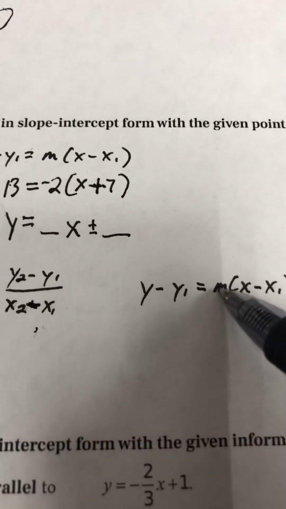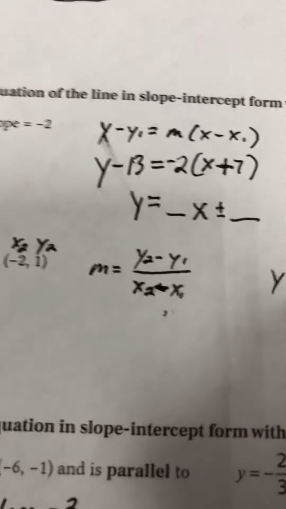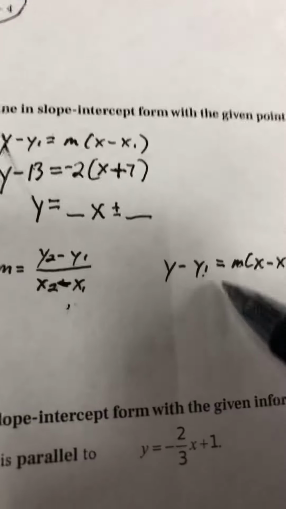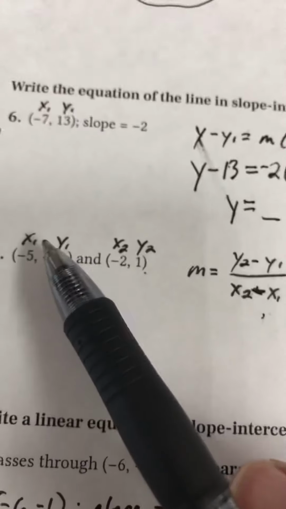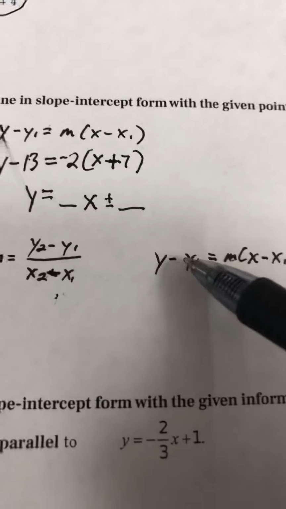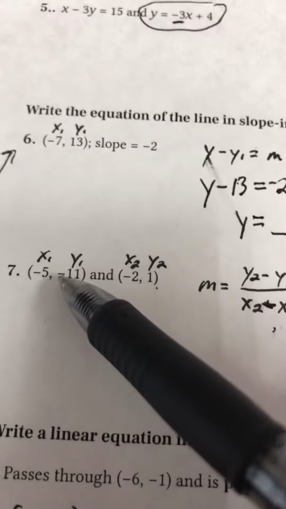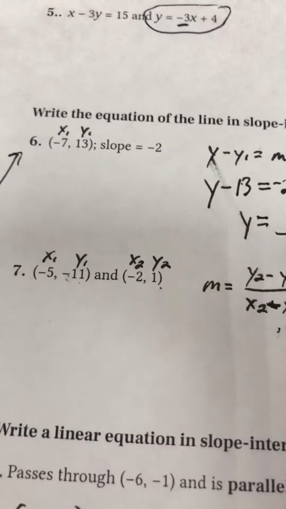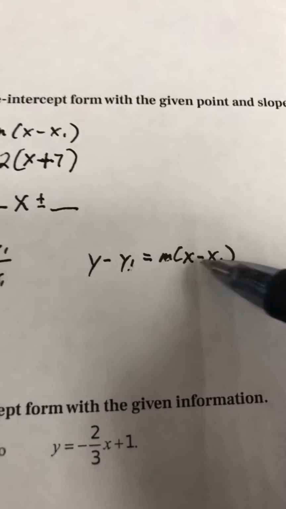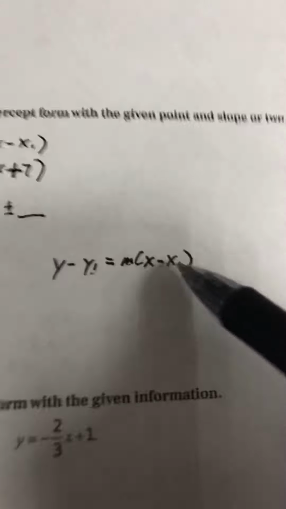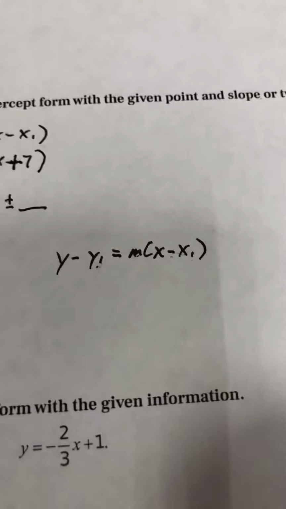So whatever your slope is, you'll put in for m, and then here's your y1. Like I said, I would use the 1, and then the x1 would be the -2. If you feel more comfortable using this y1 and x1, go ahead and plug those in there. Just remember, when you have a negative y1, two negatives make a positive, so it's going to be +11. And this is a negative x1, so that's going to be a +5. And then go ahead and work that out.